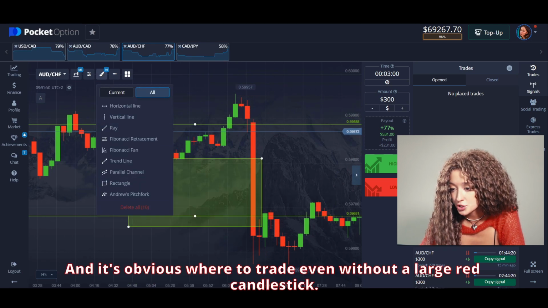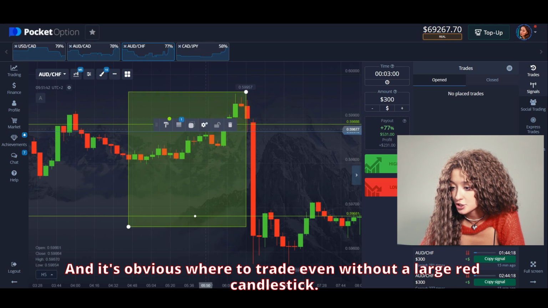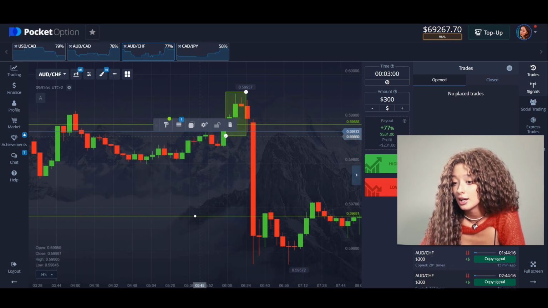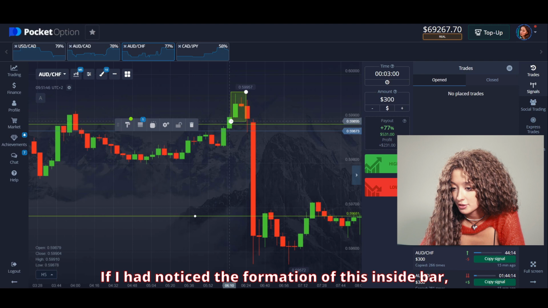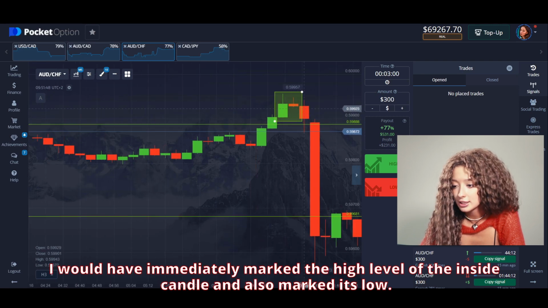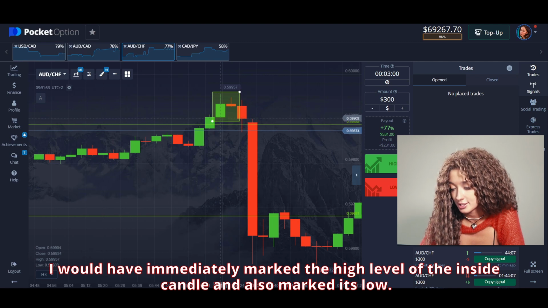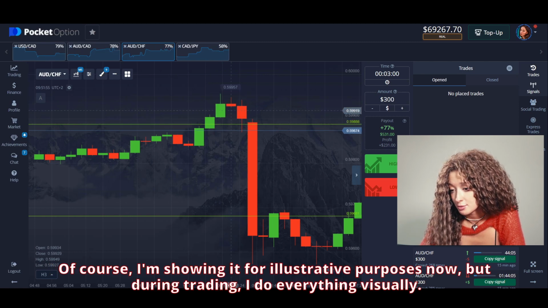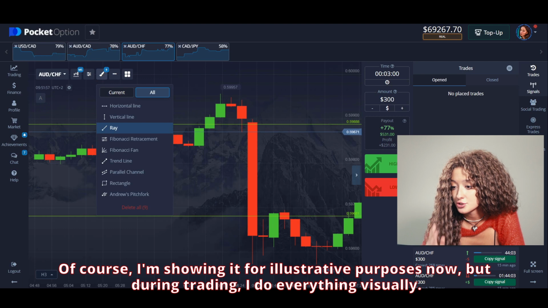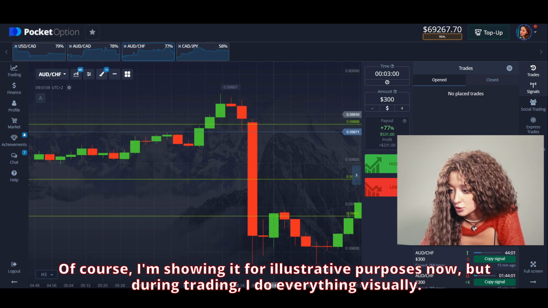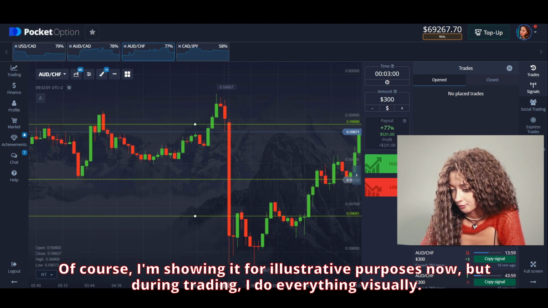And now I will swear to trade even without the large red candlestick. If I had noticed a deformation of this inside bar, I would have immediately marked the high level of the inside candle and also marked its low. Of course, I'm showing it for illustrative purposes now, but during trading I do everything visually.